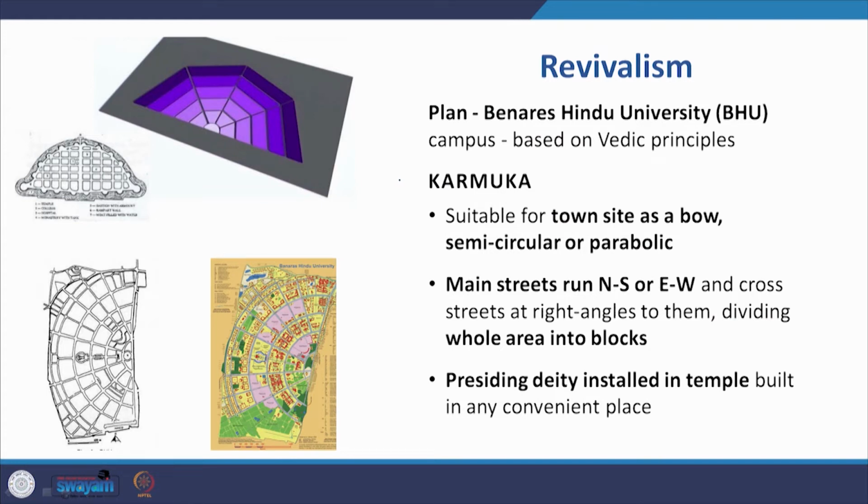Now to look at the revivalist idea in the actual plan of the Banaras Hindu University campus, which is based on Vedic principles, the Karmukha. It is suitable for a town site which is like a bow, semicircular or parabolic, and it is also meant to be suitable for towns located next to riverfronts or seashores. The main streets run north, south or east, west. There are cross streets that run at right angles to them, dividing the whole area into blocks. So this is the actual plan of BHU. The presiding deity is installed in the temple, which is built at any convenient place within the Karmukha.